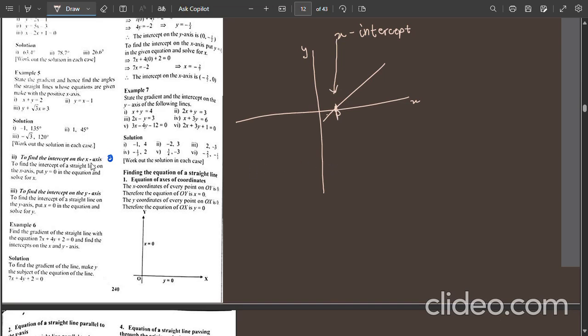So to find the x-intercept of a straight line on the x-axis, put y is equal to 0 in the equation and solve for x. So you should know that this point here will always have its y being equal to 0. Why?